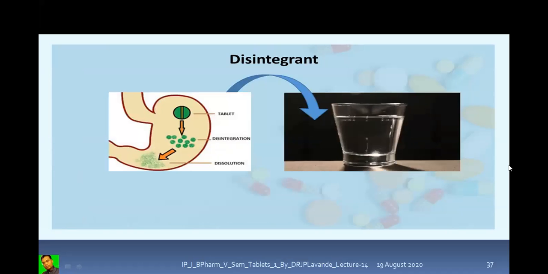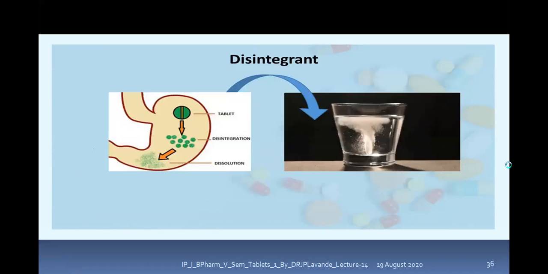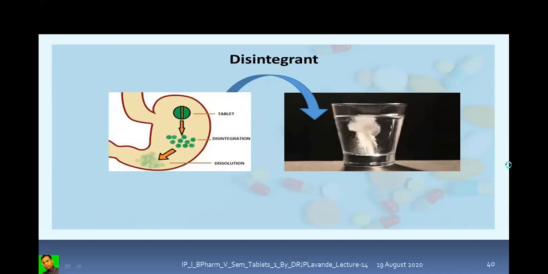So you can see in this animated slide that there is a tablet. The tablet is falling into the water, a glass of water, then it is getting disintegrated, right? You can see how it happens. The tablet is falling into the glass of water. Once it falls, it starts its process of disintegration. You can see how the tablet moves through the process of disintegration, and then directly there is a formation of the solution.